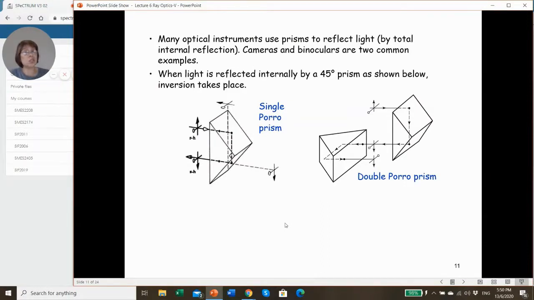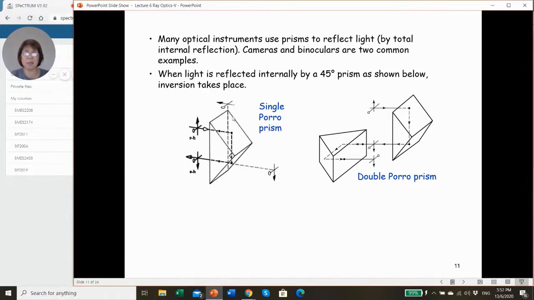Many optical instruments use prisms to reflect light, for example, cameras and binoculars. When light is reflected internally by a 45-degree prism, as shown here, inversion occurs. In this case, the ray enters at the bottom face of the prism, gets reflected here, and reflected another time, and then it reverses in direction such that it will be anti-parallel to the incident ray. As you can see here, there's an inversion in the image.